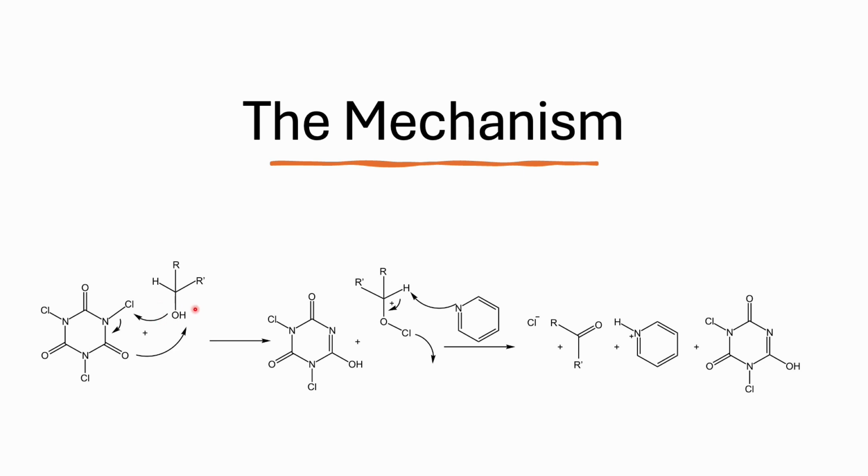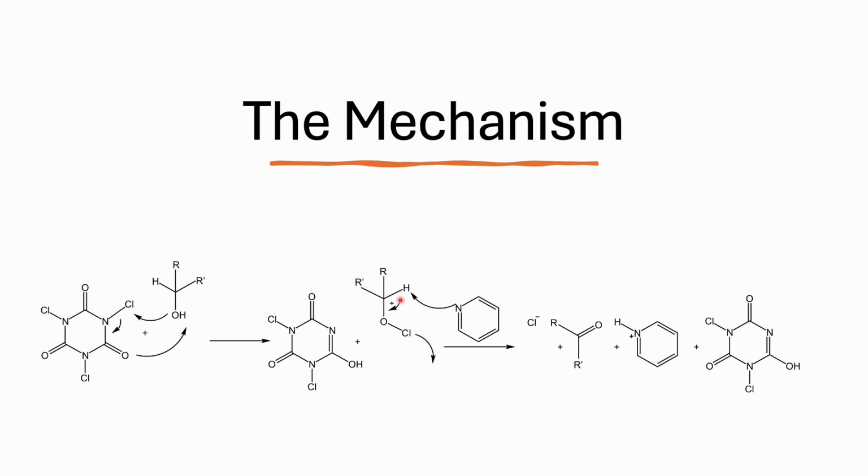The oxygen here of the hydroxyl group of the secondary alcohol will act as a nucleophile and attack one of the chlorine atoms in the TCICA. This interaction will then form a chlorinated intermediate as shown here. As a second step, in the presence of pyridine, there will be a proton transfer. Pyridine will act as a base and it will abstract the hydrogen of the secondary alcohol, leaving a carbocation intermediate.